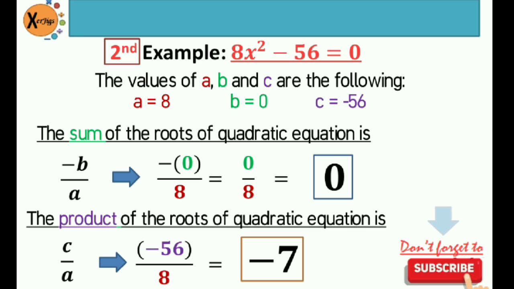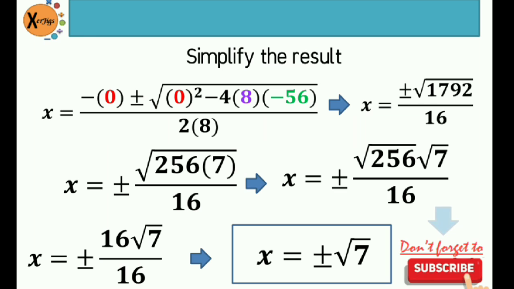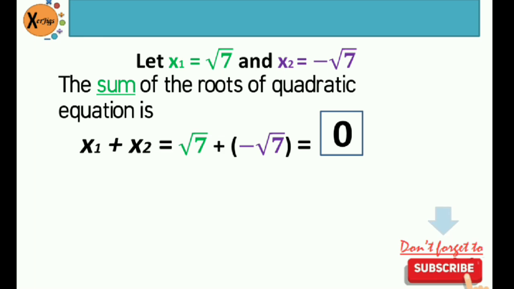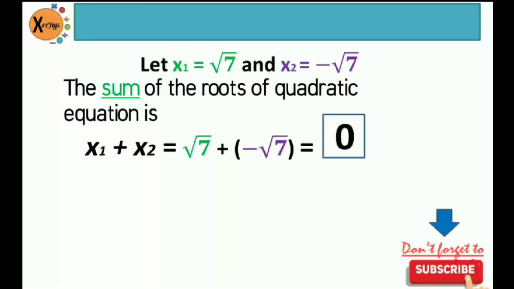We will check. We will try to solve for the roots of the quadratic equation and do manual adding and multiplying of the two roots. So again, I already solved it in advance. I used the quadratic formula. So the two roots are positive square root of 7 and negative square root of 7. So we will try to check this. We will try to add. Square root of 7 plus negative square root of 7 is equal to 0, because adding two of the same numbers with opposite signs, the sum is equal to 0.